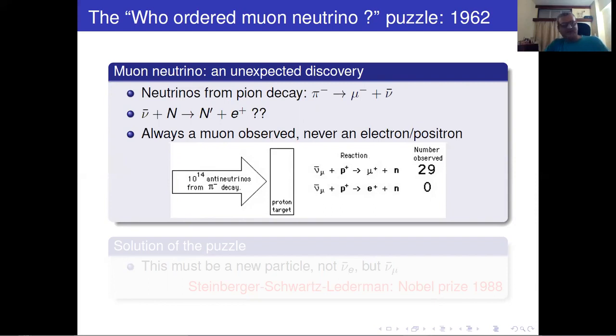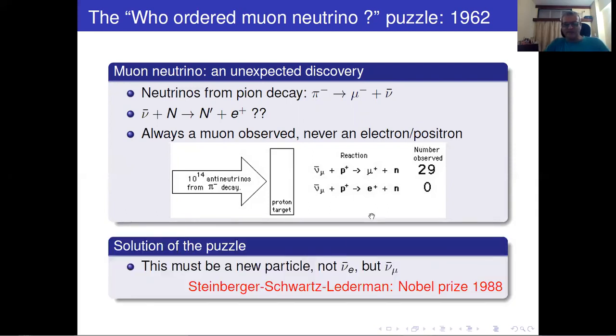And this basically told you that whatever was coming out of pion decay was different from what comes out of nuclear reactors. That told you that this must have been a different particle, not the same particle that Reines and Cowan had detected. So this particle, therefore, should not be an electron antineutrino, but a muon antineutrino. Remember, antineutrino is the one that produces a positively charged particle. And for doing this, Steinberger, Schwartz, and Lederman, who had set up this experiment, got their Nobel Prize in 1988.